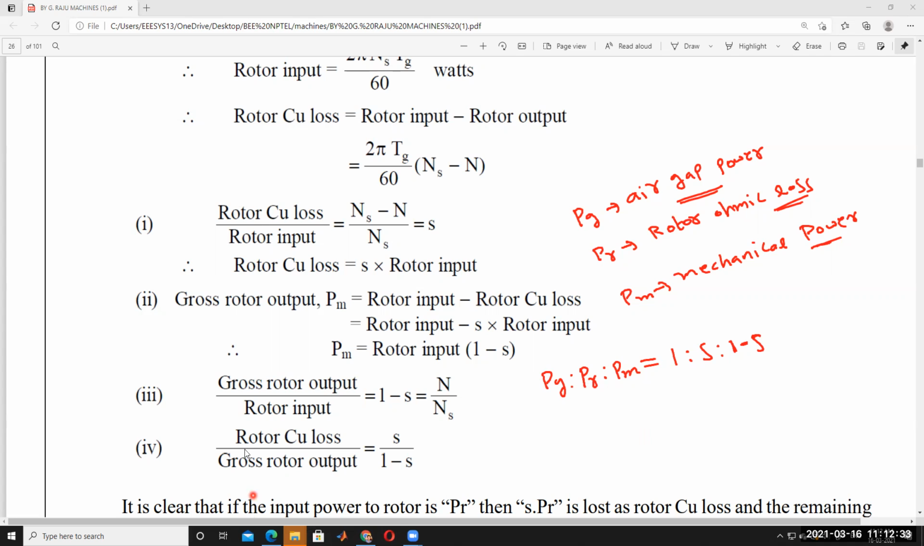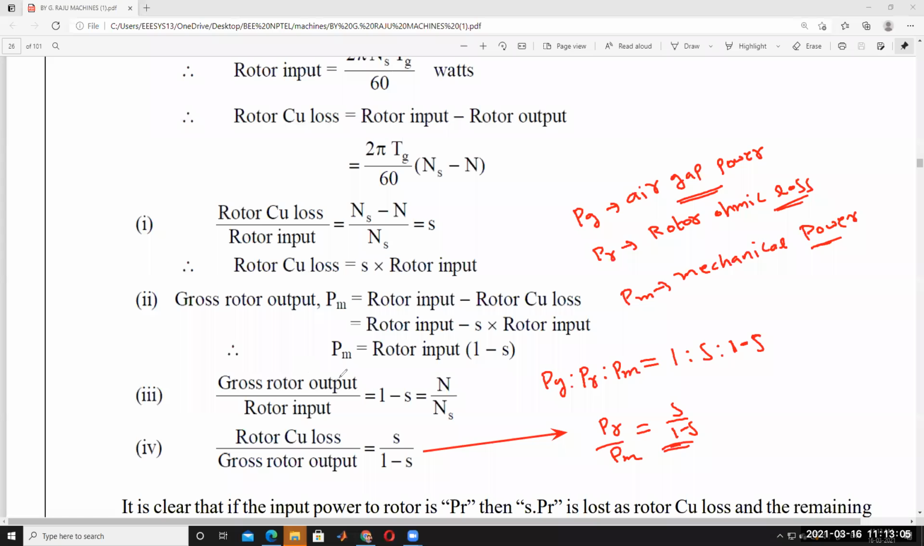Here, what is the relation? Consider rotor copper loss, that is called PR, divided by gross rotor output, that is called PM, or mechanical power developed. This is nothing but S divided by (1 minus S). Am I right or not?